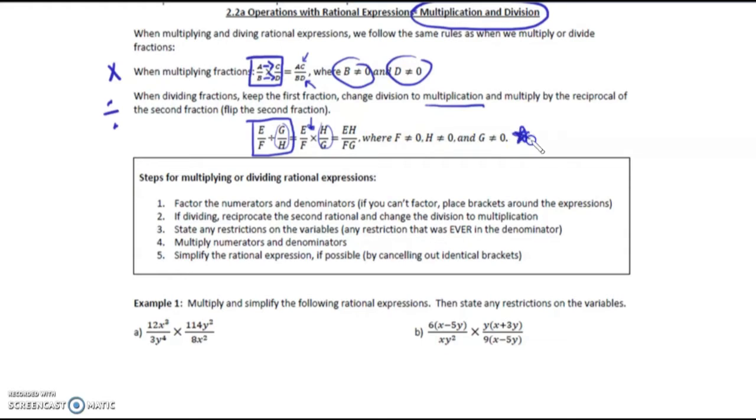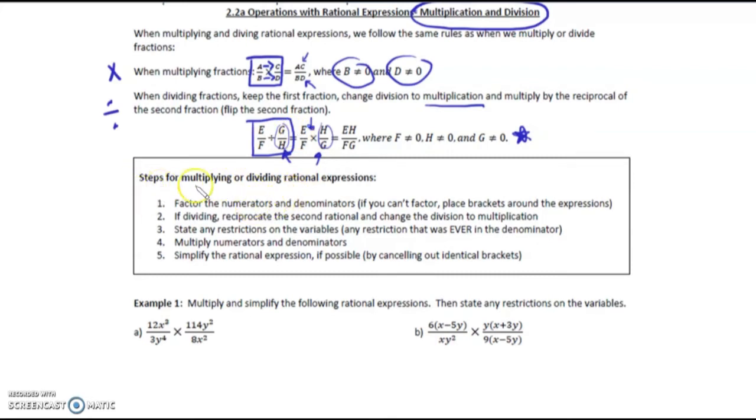Want to make a note of this? If it's ever in the denominator, it can't equal 0. So the h was in the denominator before we flipped it, and then the g was, so neither of these can equal 0.